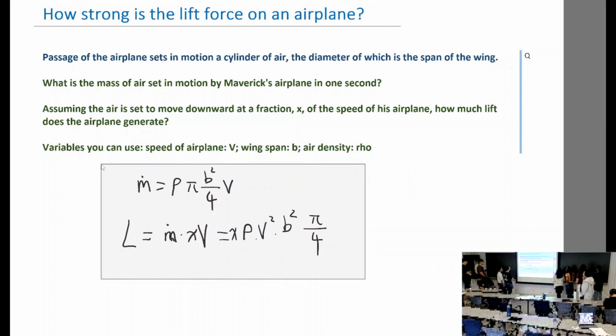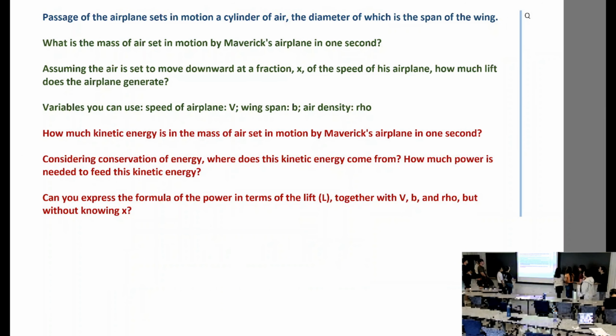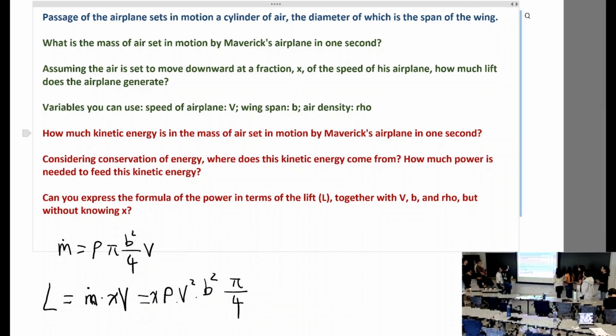Now let's actually just copy these and move to the next set of questions. How much, now we think about kinetic energy. We have looked at momentum, right? Momentum conservation gives us the lift. Now think about energy conservation. How much kinetic energy is in the mass of air set in motion by the airplane in 1 second? And considering conservation of energy, where do you think that energy comes from? You don't have to write it down, but discuss among yourselves and get an answer ready. And how much power is needed to feed this kinetic energy that is in the wake, in that column of descending air?